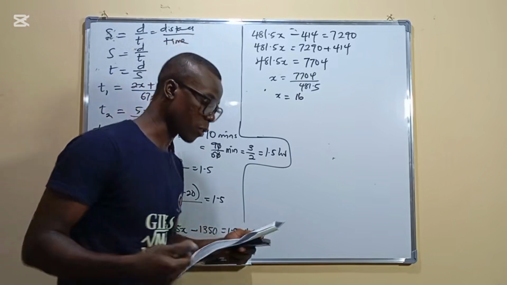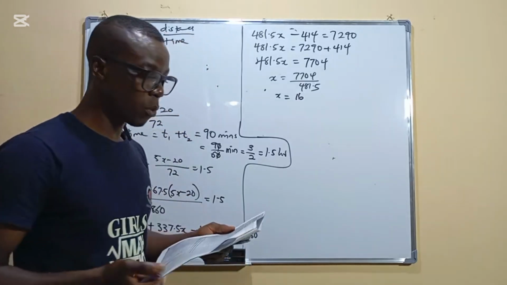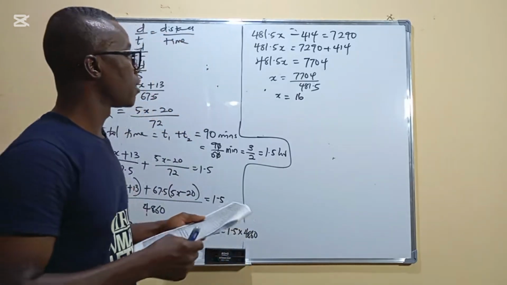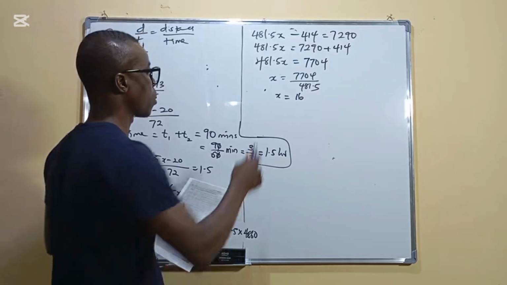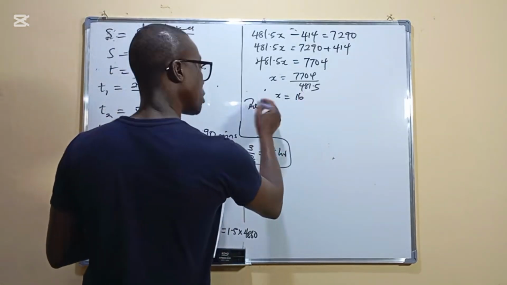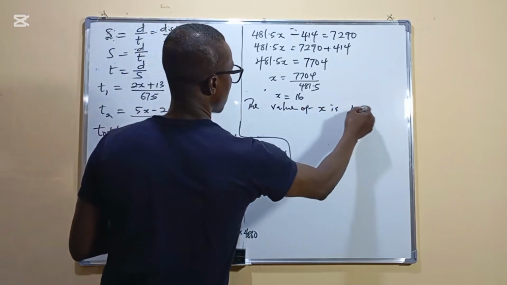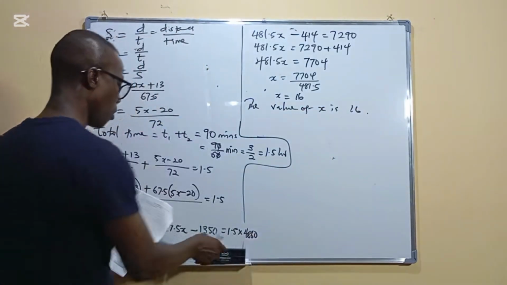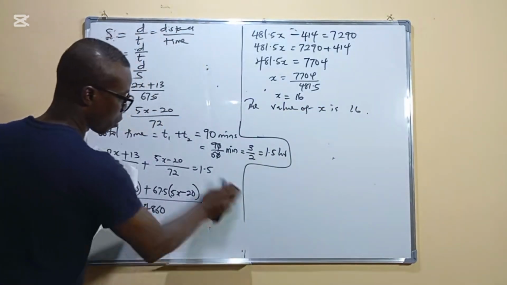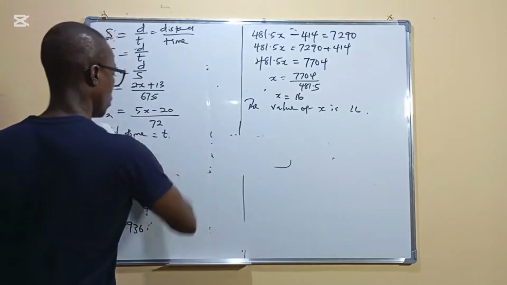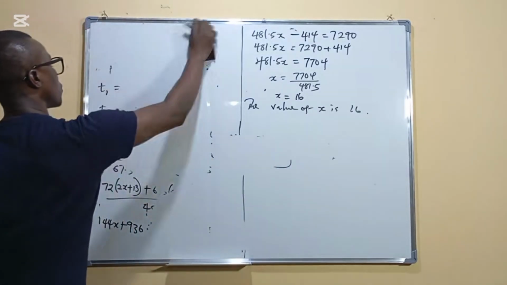So you can see that they said if the total time taken for the entire journey was 90 minutes, find the value of x. So you can always include that the value of x is 16. That will be the value of x. Quickly, we are going to also look at the third question, question 3.